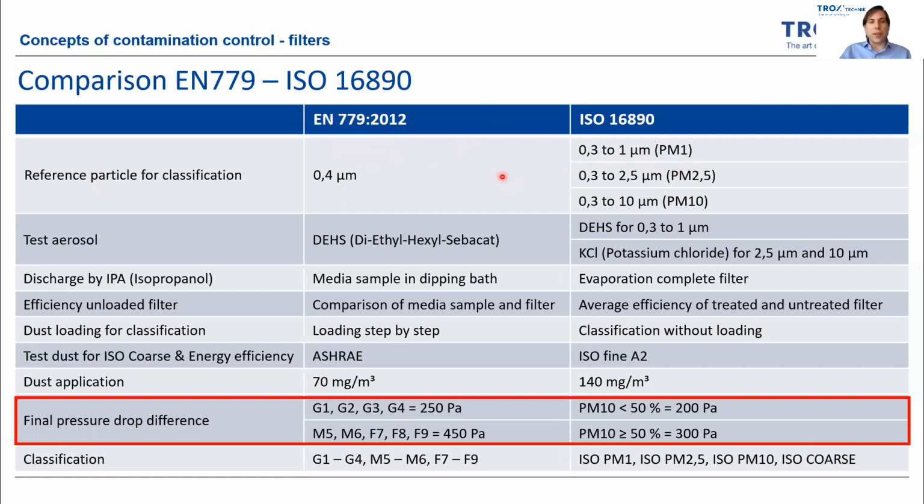So there was a replacement. In the past they used 0.4 micrometers to make the test of the filter. Now they use a range of particles. That's quite similar to what MERV does. And different pressure drops, and the classification changed. Now we classify the filters as ISO PM1, ISO PM2.5, ISO PM10, and ISO coarse. And we will see that in the next table what that means.